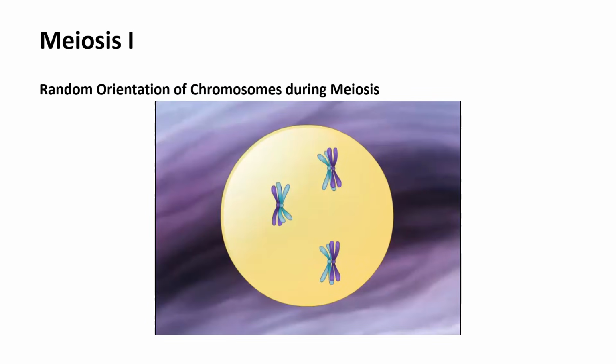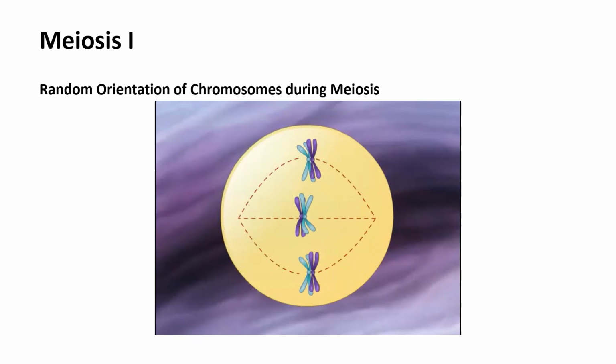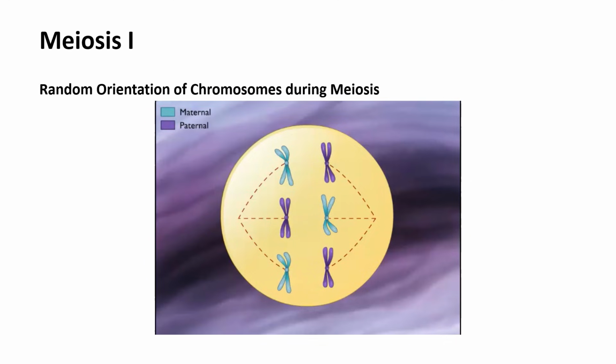This video will show you how the random orientation of chromosomes will lead to genetic diversity in your reproductive cells. During metaphase I of meiosis, each joined pair of homologs lines up on the metaphase plate. The orientation of each pair on the spindle axis is random. Either the maternal or paternal homolog may orient toward a given pole.